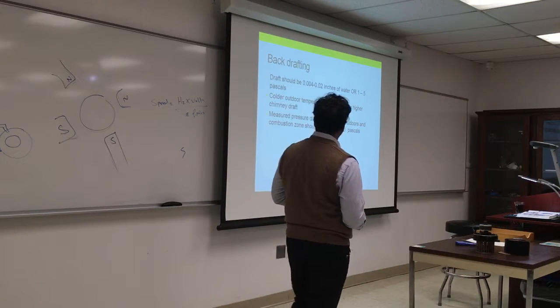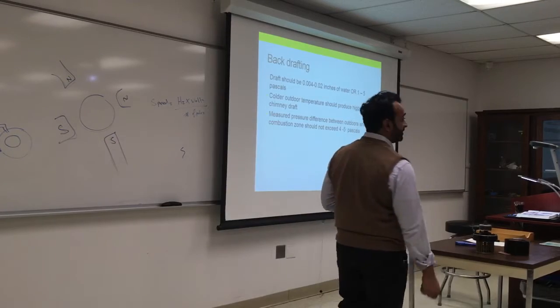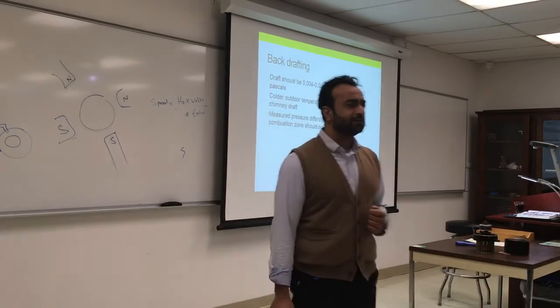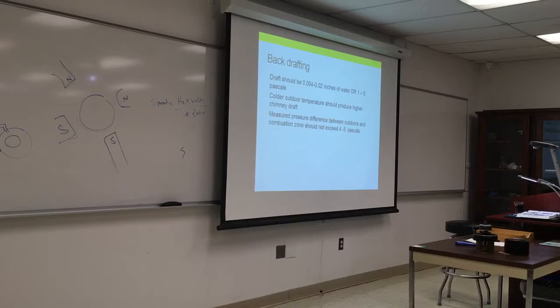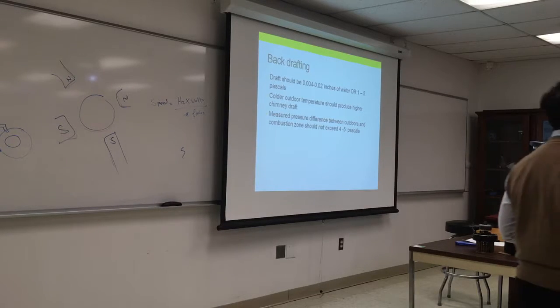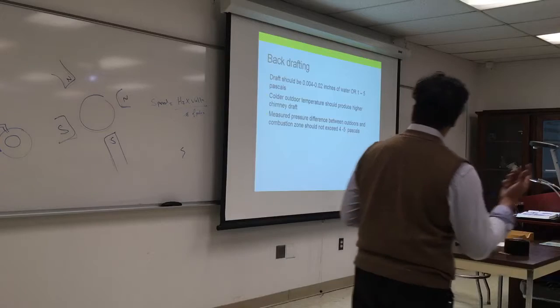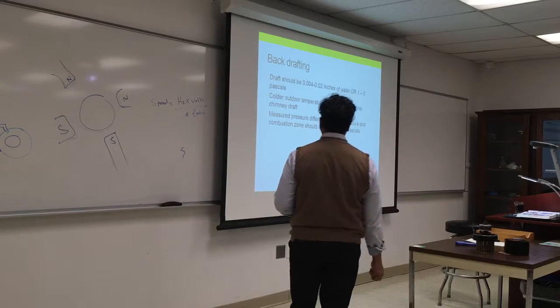So cold outdoor temperature should produce higher chimney draft. Why? If the air is very cold outside, why would the draft be faster? Difference in pressure. Yeah, it's higher. The air is denser outside, and you're getting a lot of hot air. It's going to be faster. So the differences in pressure will make the buoyancy effect very high, so you have a lot of pressure coming outside.